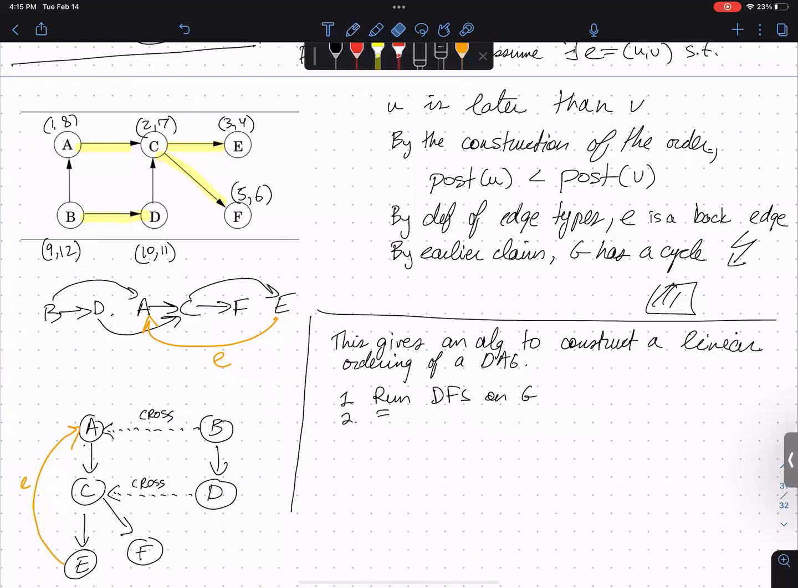No, so second step is sort the vertices of G according to post number. And then output the sorted order.